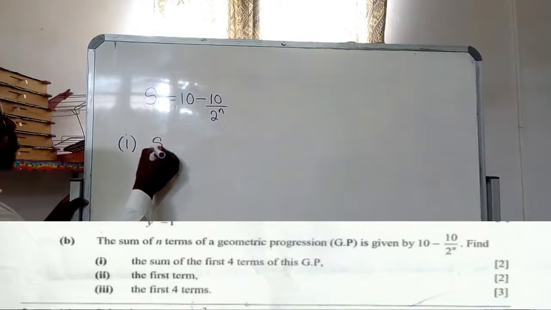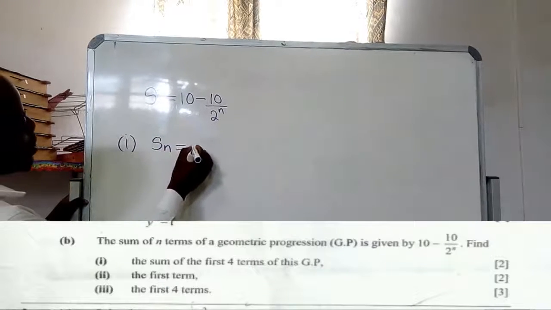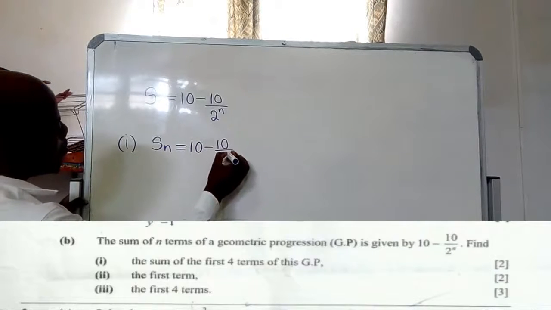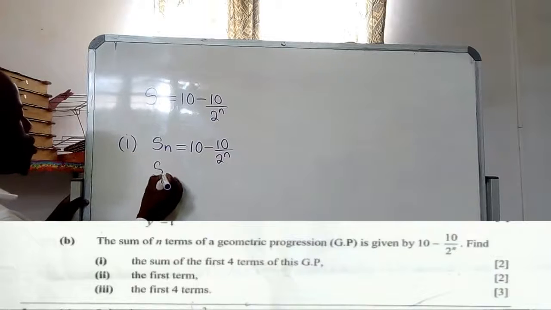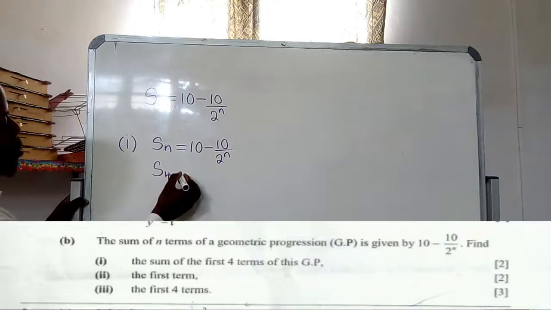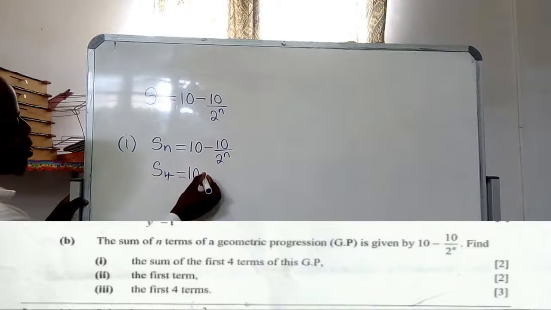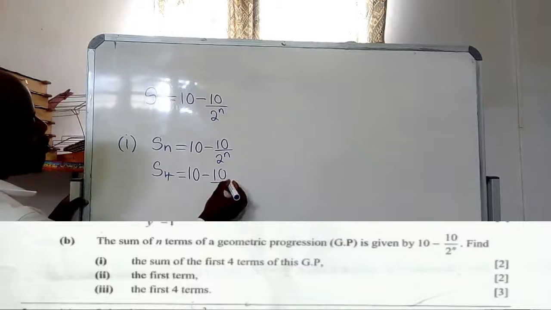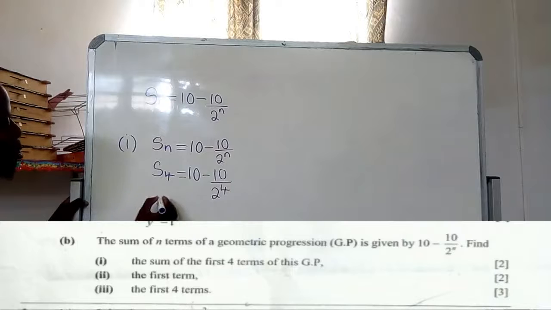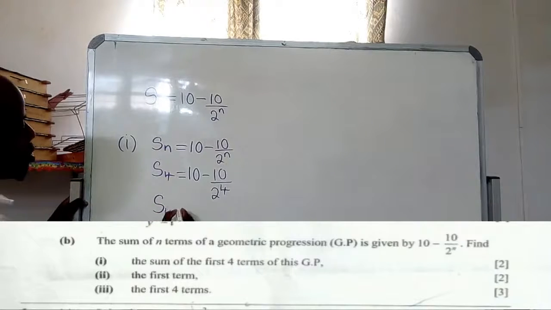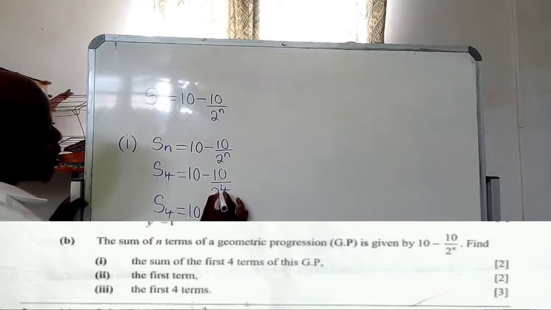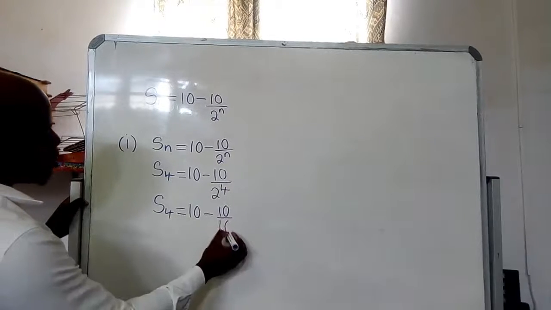We get the same formula, write it the way it has been put, and then we go to what we have been asked. Sum of 4 terms: on n we put 4, which is equal to 10 minus 10 over 2 power 4. Remember, on n we are putting 4. So the sum of 4 terms is 10 minus 10 over 2 to the power 4, which is 16.